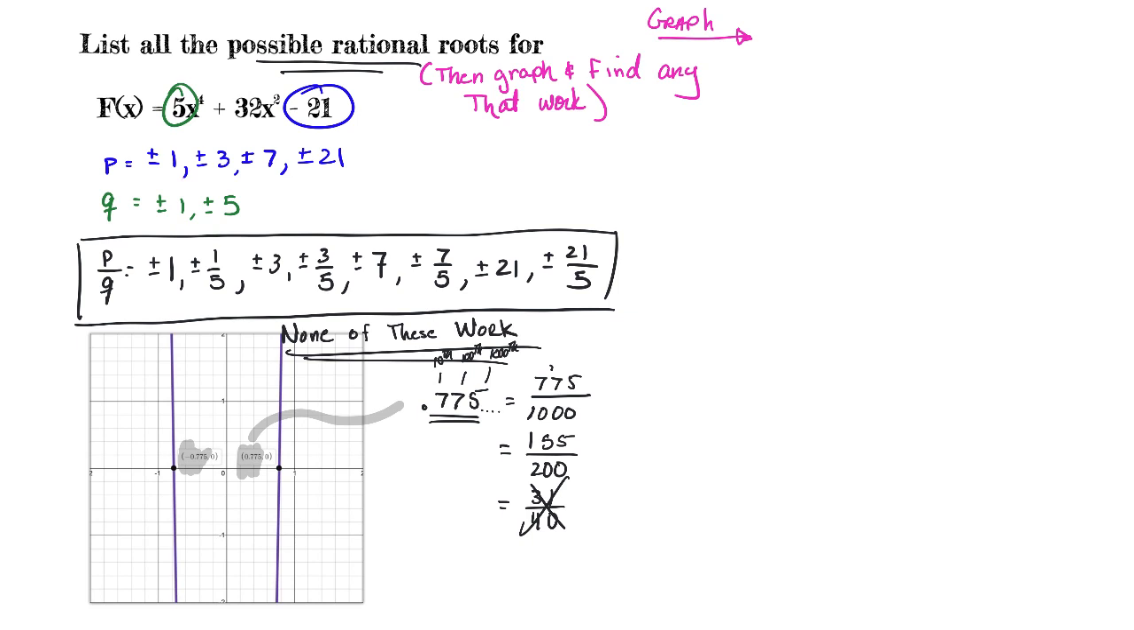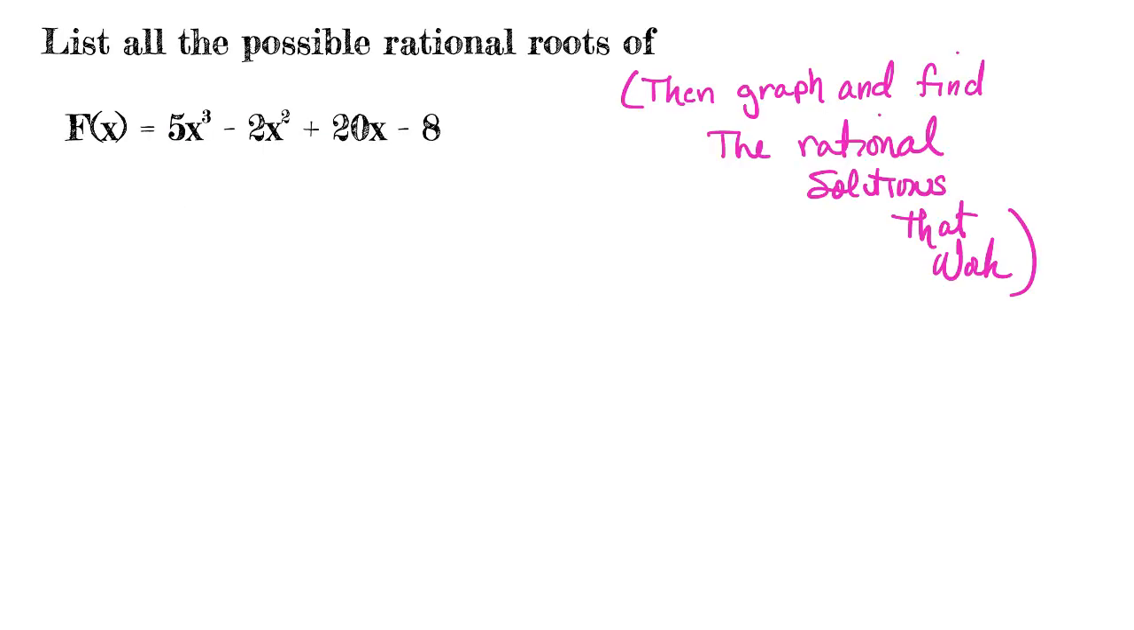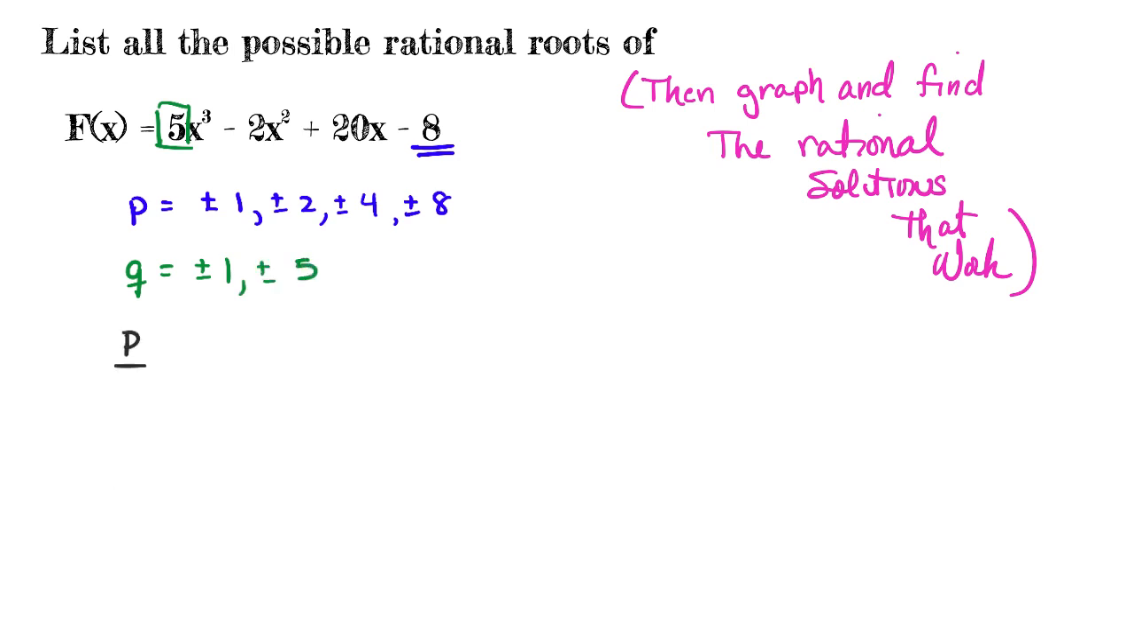Let's look at another one that does have some nice solutions. So here's my equation, and I'm going to list my P's and my Q's. P again comes from the constant, things that go into 8 evenly. Here they are. And then Q comes from the lead coefficient. And then here's all my possible solutions.